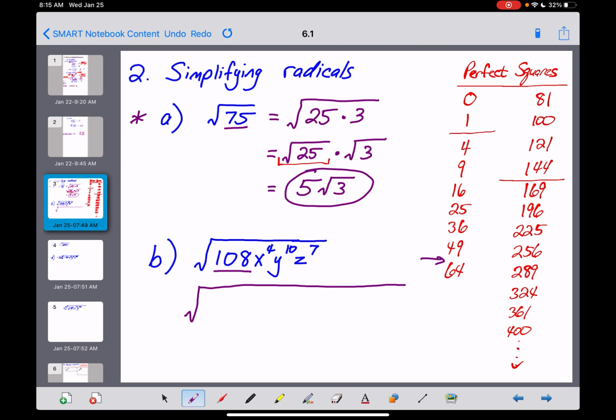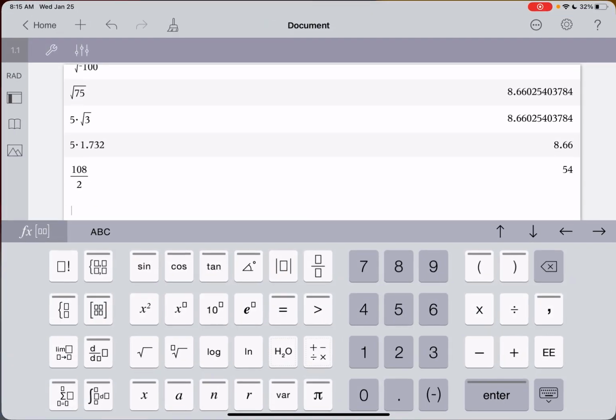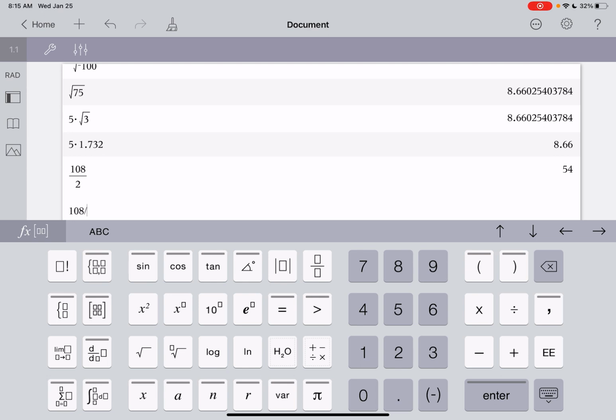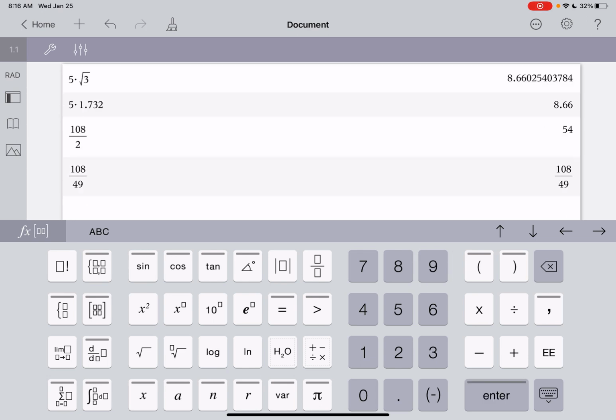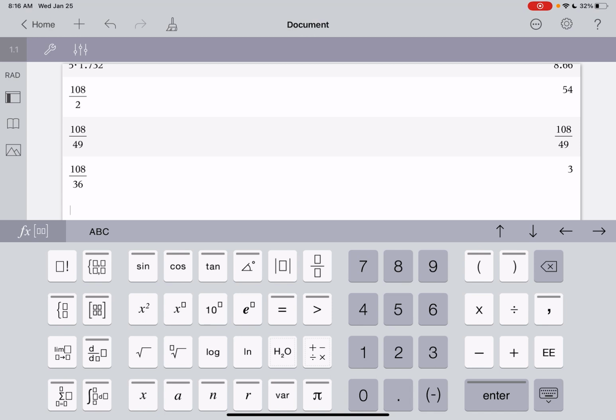What I need to do then is start at the 49 and work my way up this list. So let's check 49 first, although I don't think that's going to work. 108 divided by 49. No, sorry, that's my calculator's way of giving you a decimal. The next perfect square was 36. 108 divided by 36. Hey, and that one works.